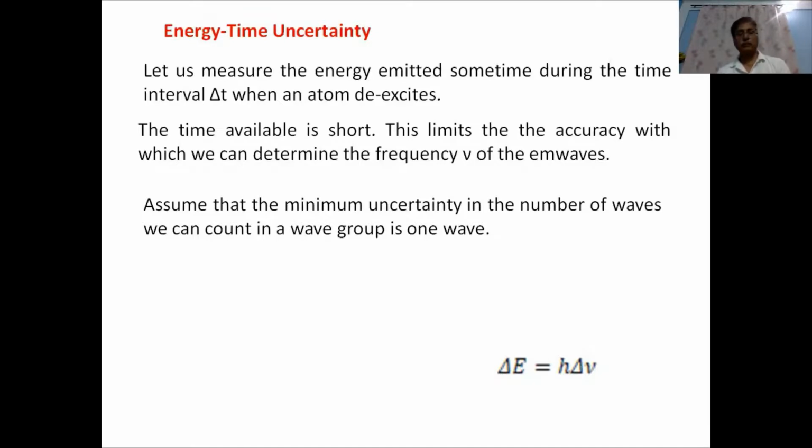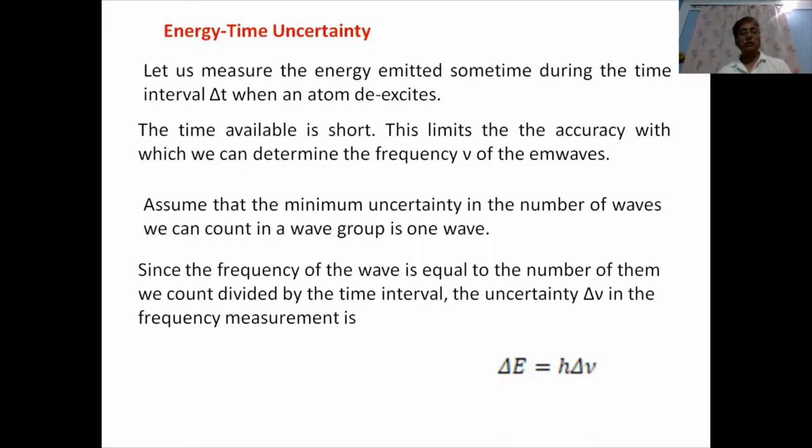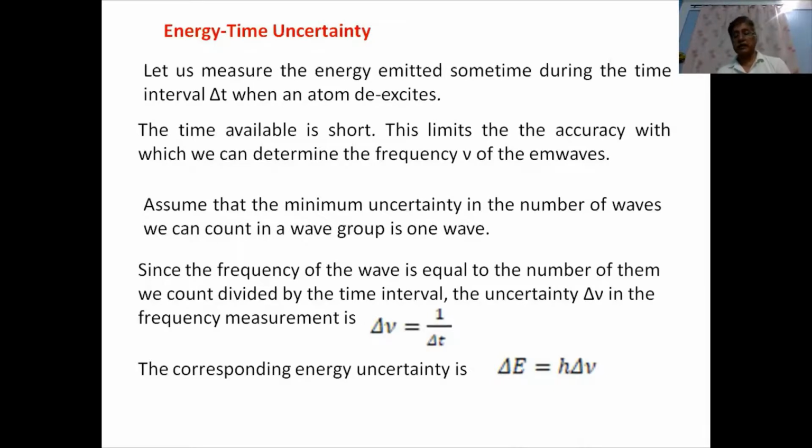Now let us assume here that the minimum uncertainty in the number of waves we can count in a wave group is one wave, and it's not a fraction. Since the frequency of the wave is equal to the number of waves we count divided by the time interval, the uncertainty delta nu in the frequency measurement is delta nu is equal to 1 by delta t. So the corresponding energy uncertainty is delta E is equal to h delta nu.